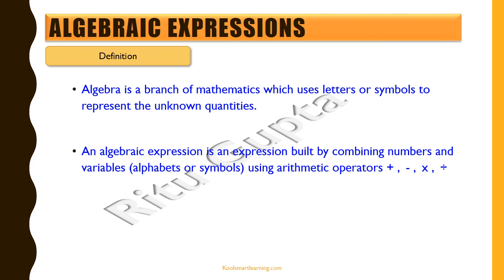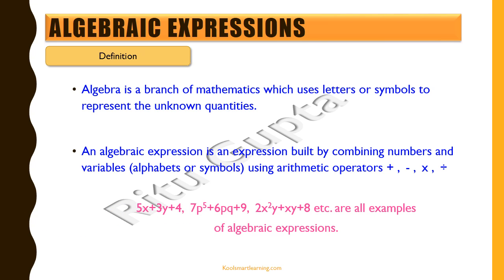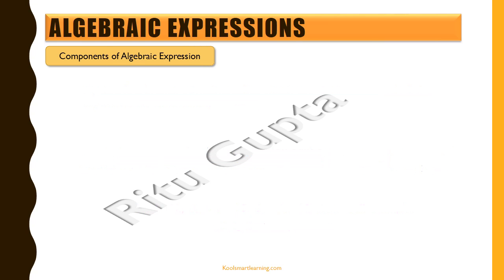An algebraic expression is an expression which is built by combining numbers and variables in the form of alphabets or symbols using the arithmetic operators like subtraction, addition, multiplication, and division. Some of the examples are written here like 5x plus 3y plus 4, 7p raised to power 5 plus 6pq plus 9, and so on. These are the examples of algebraic expression wherein you will see that the numbers are combined with the variables like x, y, p, and q, etc. to form these expressions. Let's now try to understand the different components of the algebraic expressions.